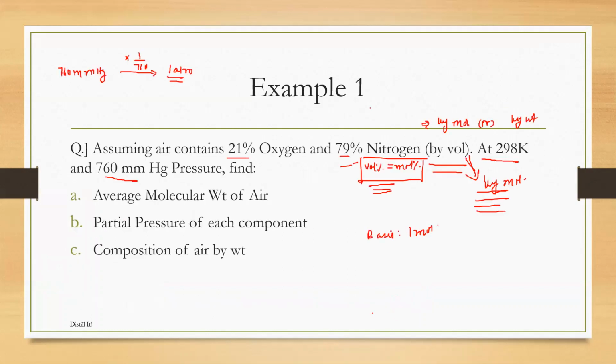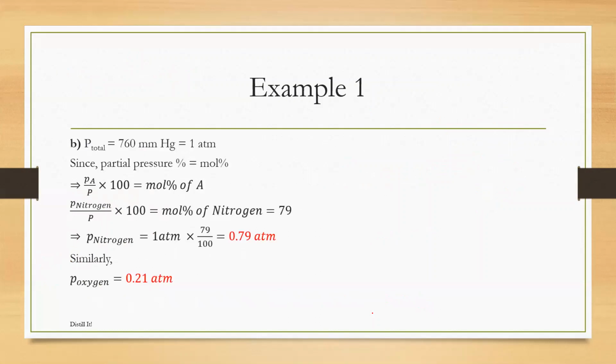All right. Then the next thing that we need to calculate is the partial pressure of each component. So we know the total pressure is 1 atm. And since mole percent is equal to partial pressure percent, the partial pressure of the ith component is equal to the mole fraction of the ith component into the total pressure. Therefore, the partial pressure of nitrogen equals 1 atm, that is total pressure, into the mole fraction of nitrogen, that is 0.79. And similarly, we get oxygen as 0.21.